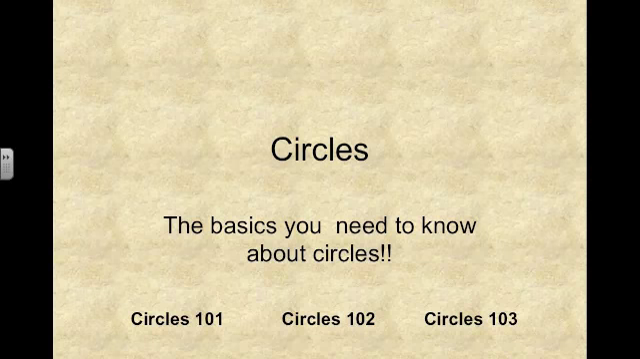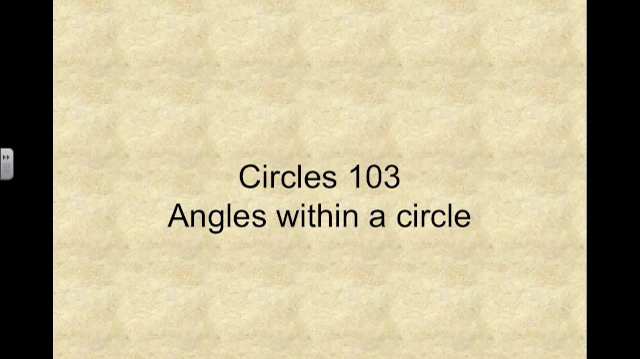We're just not done with all of our circles. There's more to do with it. We've talked about all the parts of circles in Circles 101. We talked about how segments get broken up by a circle in Circles 102. Now we're going to talk about angles within a circle. So this is our Circles 103, angles within a circle.